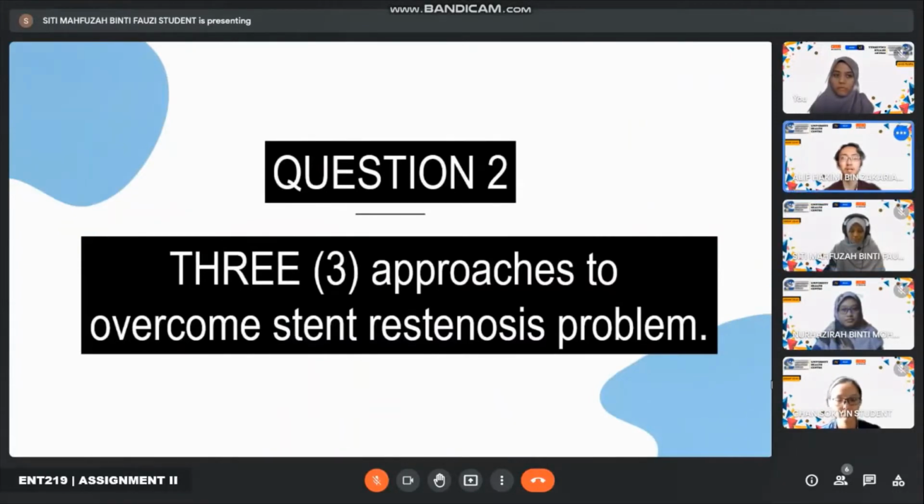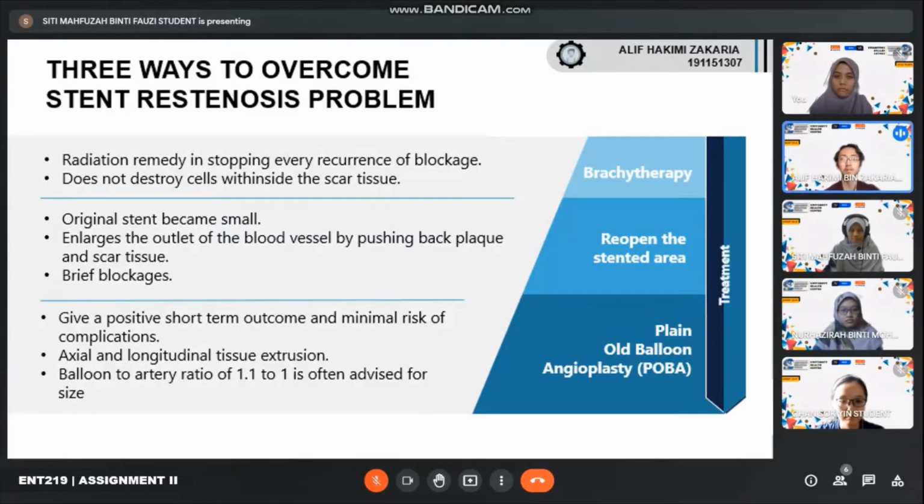Now the next question is how we can overcome the stent restenosis problem. There are 3 ways of treatment that we can take, which is brachytherapy. Brachytherapy is a radiation remedy in stopping every other recurrence of blockage because of scar tissue. Brachytherapy in the artery does not destroy cells inside the scar tissue that narrows the artery. Instead, a balloon is typically used to open the narrowing as much as possible, after which radiation is used to save cells that cause scar tissue from hastily dividing.